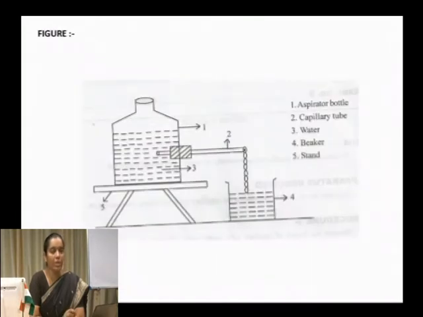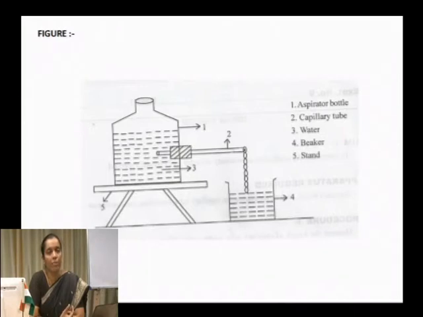Initially, before allowing the water to flow out of the capillary tube, we close the capillary tube and note down the initial height in the aspirator bottle, and that is written down as H1. Next, we set a stopwatch for some time t in seconds, maybe 300 seconds or 600 seconds, depending on the radius of the capillary tube. If the radius is more, the time set is less. If the radius is less, we have to allow the water to flow for a longer time.